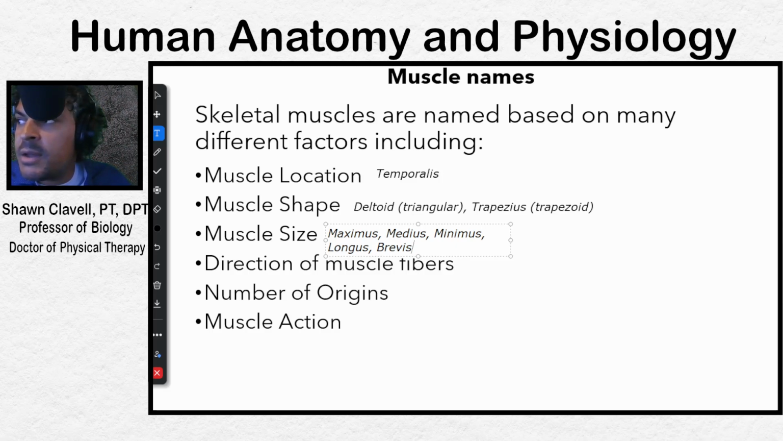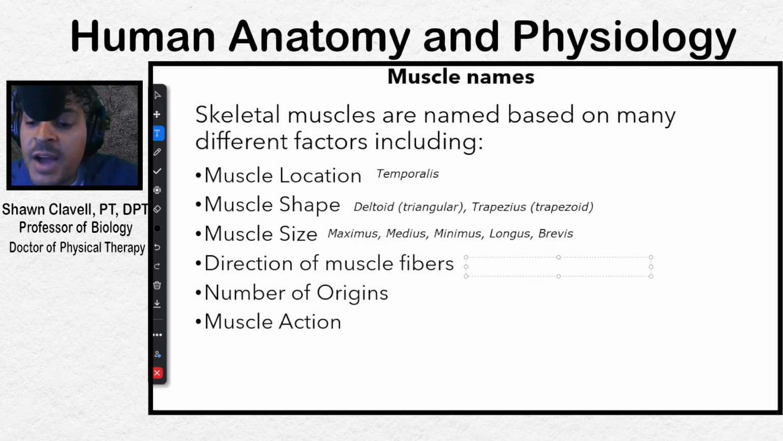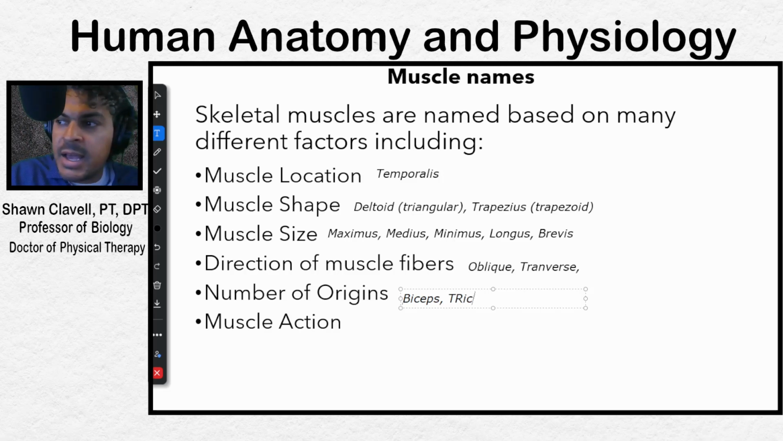Then there's the direction of their muscle fibers. As we mentioned before, we talked about the fascicular arrangement or the fiber arrangement, and we'll talk about that a little more later, but it could also be indicated in the name. Names of some muscles reveal the directions in which their fibers run. Think of oblique muscles that run in a diagonal pattern, and transverse muscles that run across the body. Then the number of origins: think of muscles like your biceps, triceps, and quadriceps, which have two, three, or four different origins, respectively.